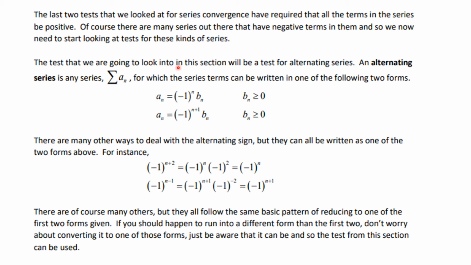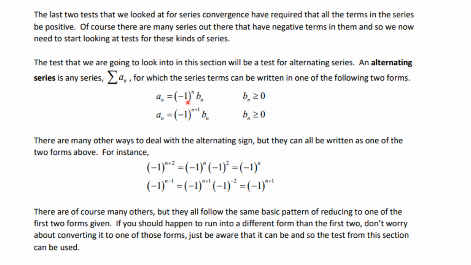So the test we're going to look at in this section will be a test for what we call alternating series. The definition is, an alternating series is any series, summation a sub n, for which the series terms can be written in one of the two forms. Either a sub n is equal to minus 1 to the nth power b sub n, where b sub n is greater than or equal to 0.